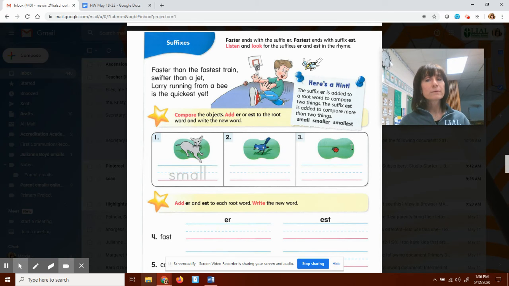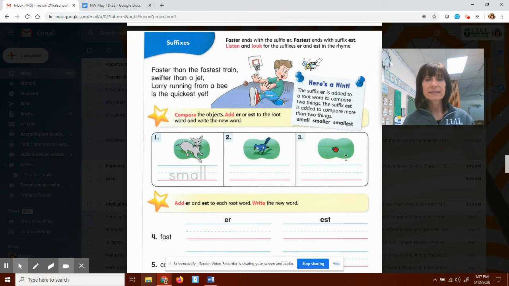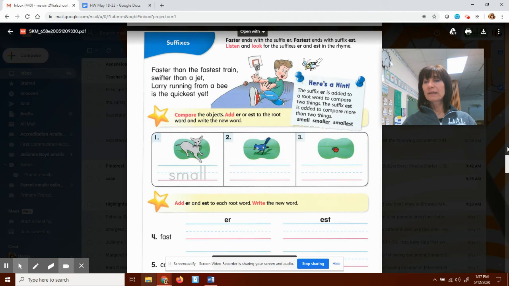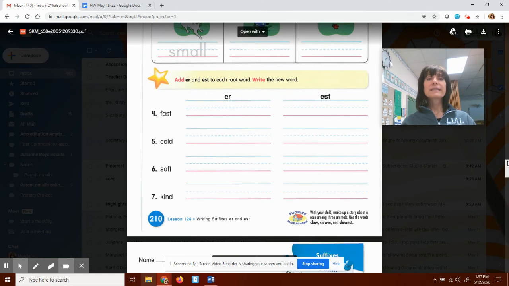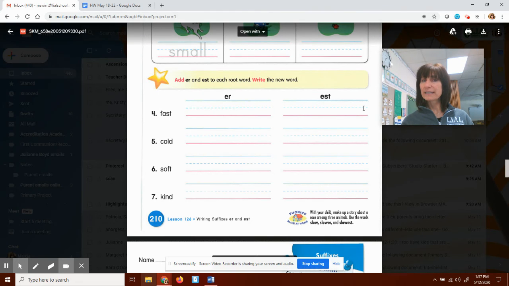Then I'm looking at this really cute little tiny ladybug. And I have to compare that ladybug to the bird and to the cat. If there's 3 or more, we said we'd use the est. So the ladybug is the smallest. Taking a look down below, it says add er and est to each root word. Write the new word. So if I'm taking a look, I'm simply going to be adding er to fast and then est, fastest.